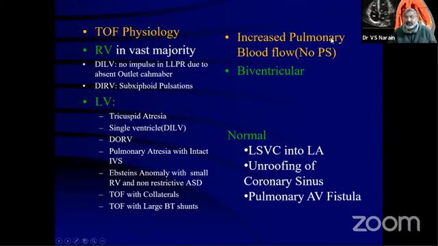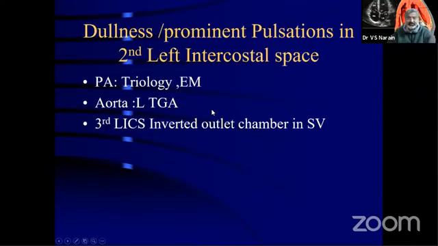And if you have an increased pulmonary blood flow, such as simple ventricular septal defect, or a transposition physiology which behaves like a ventricular septal defect, or a double outlet right ventricle which behaves like a simple VSD, you can have a biventricular LV and RV both. And if you have just a drainage of LSV into LA, or unroofing of the coronary sinus, or pulmonary AV fistulae, then you can have neither LV nor RV enlargement. Normal situation would be there.